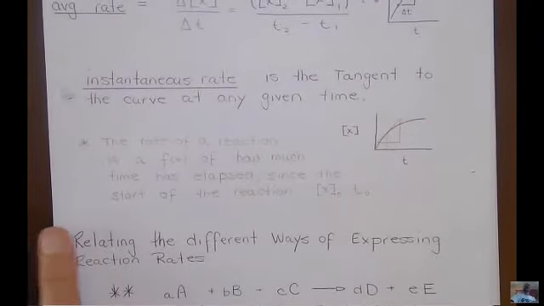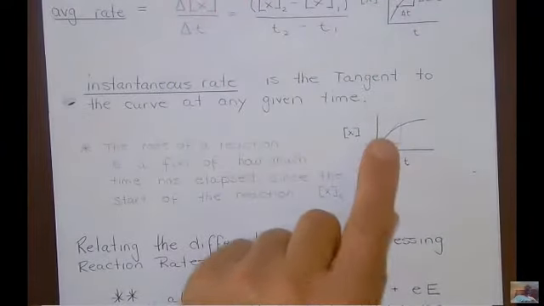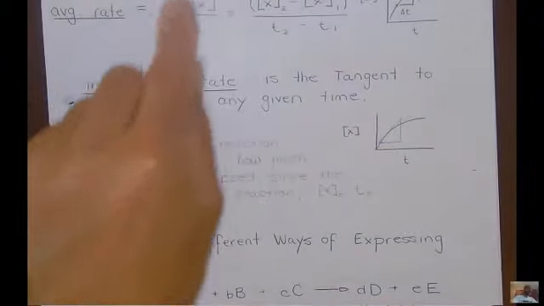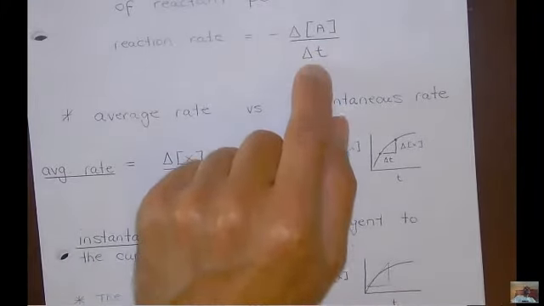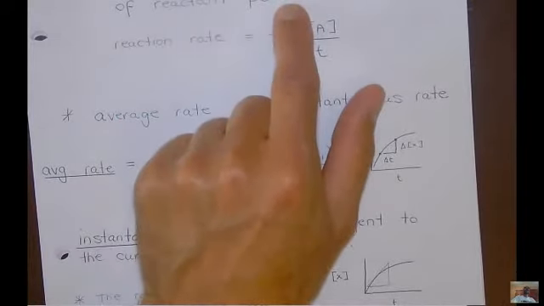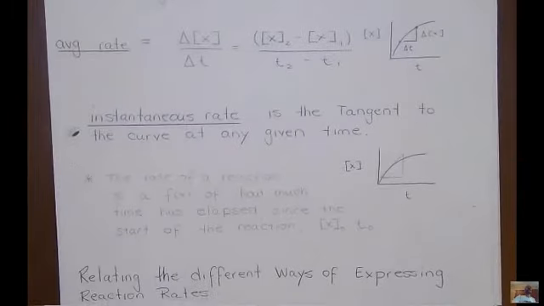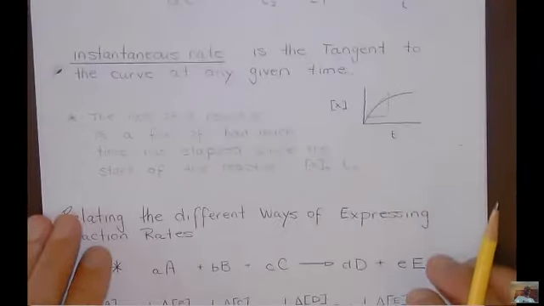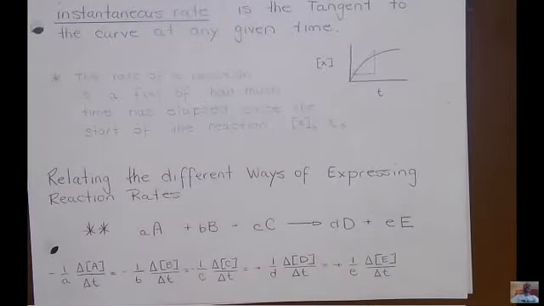All right, so if you have the concentration of, or the rate of change of one of the reactants, like how does A change with time, and you know the stoichiometry of the chemical reaction, you can calculate the rate of change for any of the other reactants or products. So this section is called Relating the Different Ways of Expressing Reaction Rates.